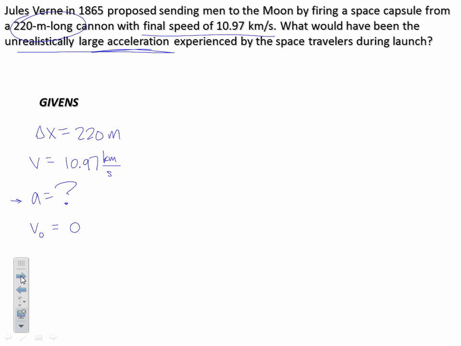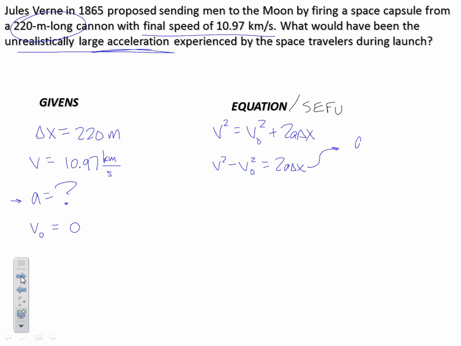What's delta x? Let's see, what equation has these 4 things in it? Well, I would say that it's this one. You should pause to find it, of course. V squared is V naught squared plus 2a delta x. That's V squared minus V naught squared is 2a delta x. That's A is V squared minus V naught squared over 2 delta x.